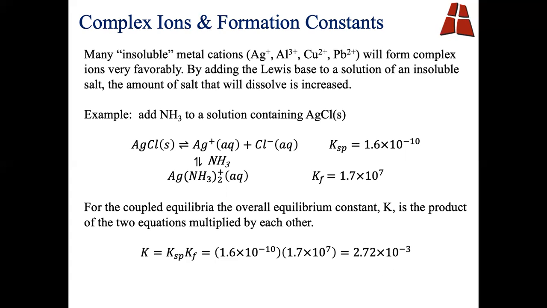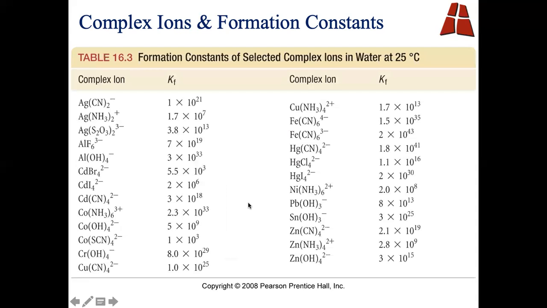The take-home point is that Ag+ becomes much more soluble in the presence of ammonia. These are examples of formation constants, Kf values. Again, if you look at all of these, they all have a positive exponent. My favorite one in particular, iron hexacyanide, is 2 times 10 to the 43rd, which is just crazy. That's a huge number, so very favorable formation of that product.